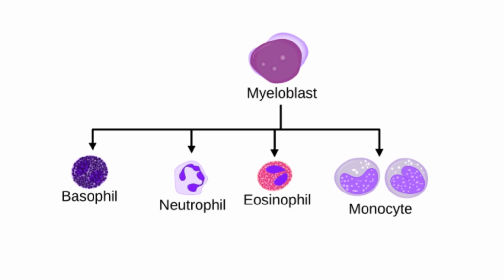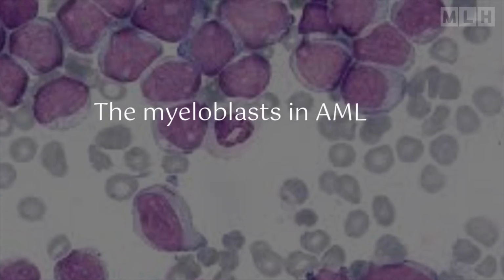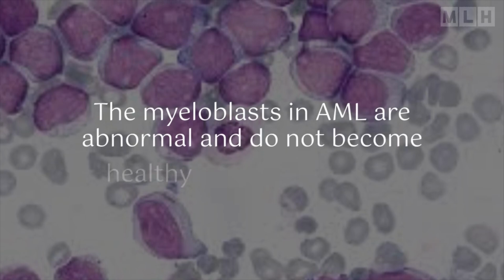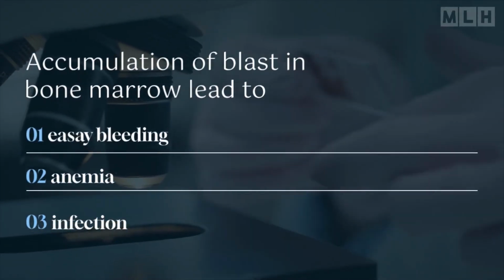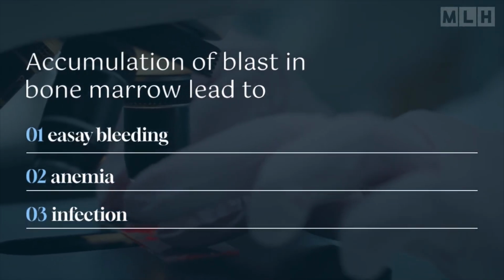In normal development of blood cells, the myeloblast will mature into a white blood cell, such as an eosinophil, basophil, neutrophil, or monocyte. The myeloblasts in AML are abnormal and do not become healthy white blood cells. As the number of these cells increases in the blood and bone marrow, there is less room for healthy platelets, red blood cells, and other white blood cells. This may lead to easy bleeding, anemia, and infection.